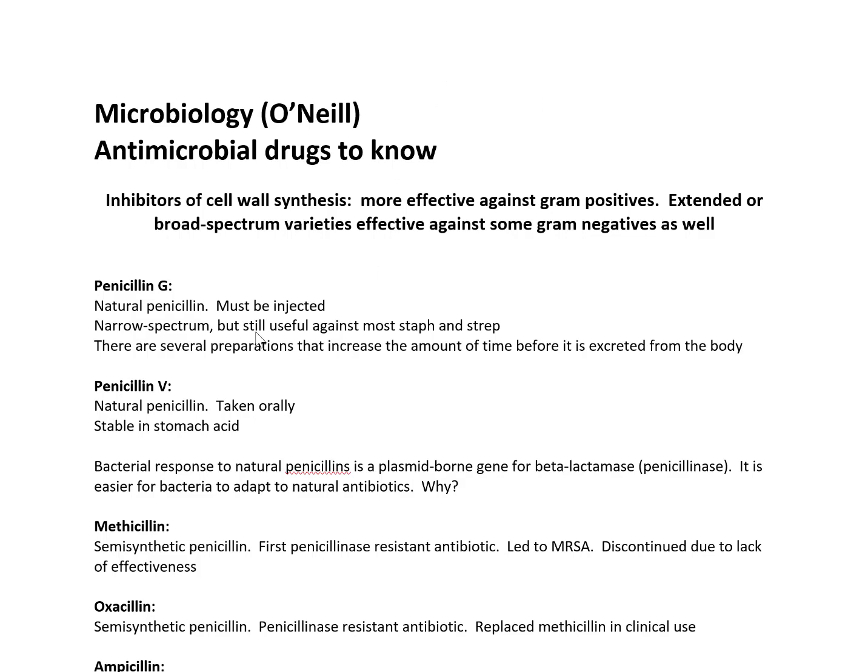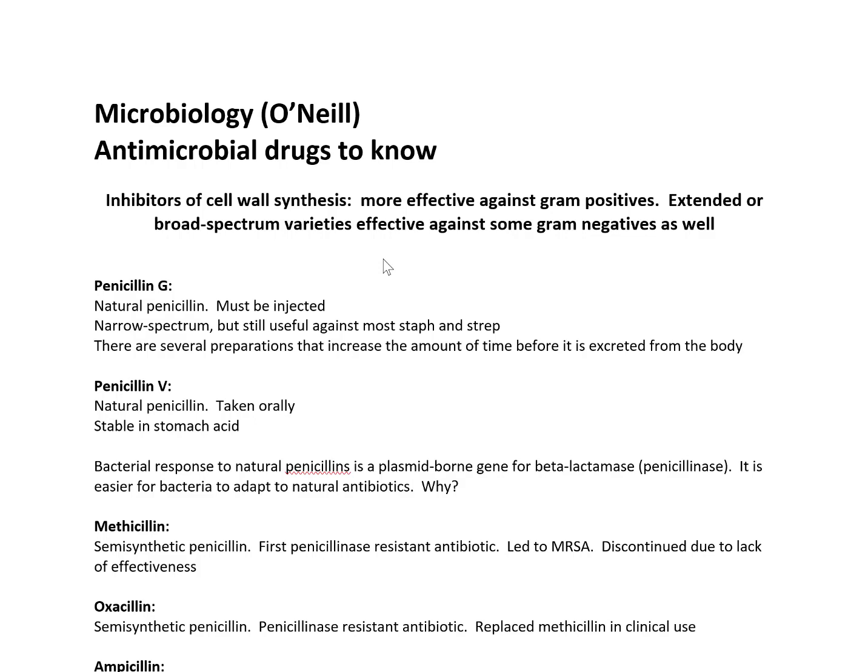All right, so the first group, the inhibitors of cell wall synthesis. These are going to be more effective against gram-positives, with extended or broad-spectrum varieties effective against some gram-negatives as well. So why are they more effective against gram-positives? Because the primary defense that a gram-positive bacteria has is its peptidoglycan cell wall. So any drug that interferes with the production of that cell wall is taking on its primary defense.